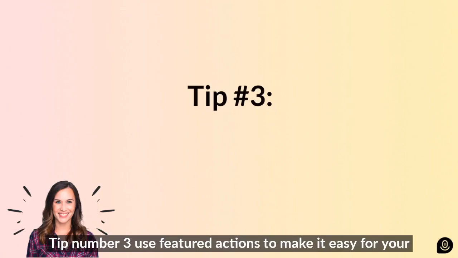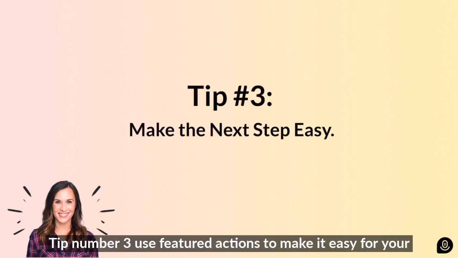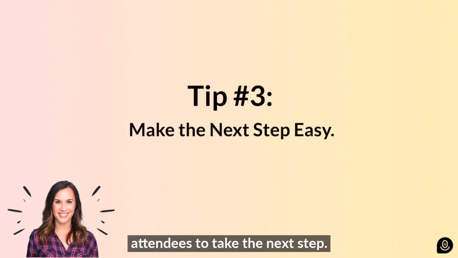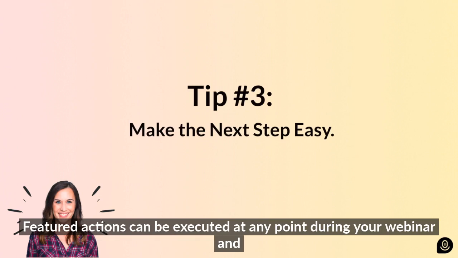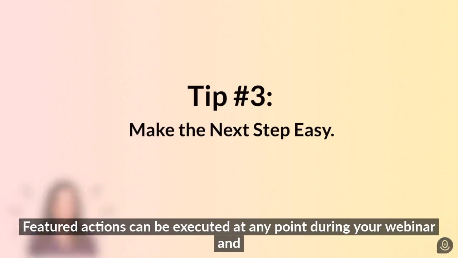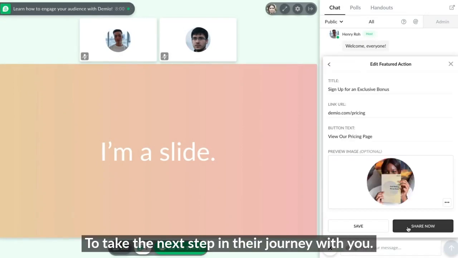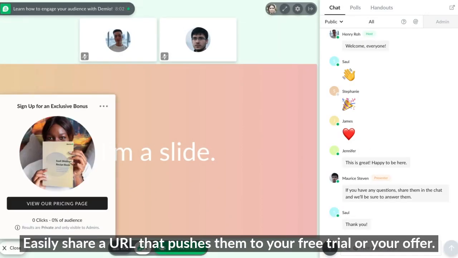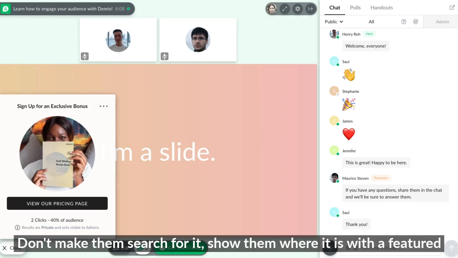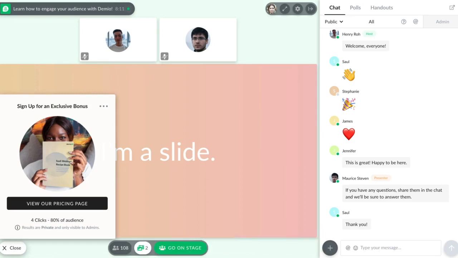Tip number 3, use featured actions to make it easy for your attendees to take the next step. Featured actions can be executed at any point during your webinar and make it super easy for your attendees to take the next step in their journey with you. Easily share a URL that pushes them to your free trial or your offer. Don't make them search for it. Show them where it is with a featured action.